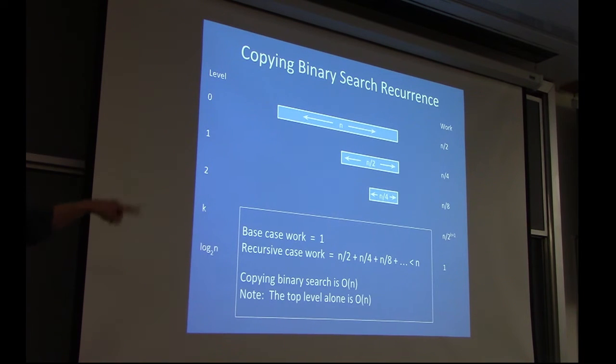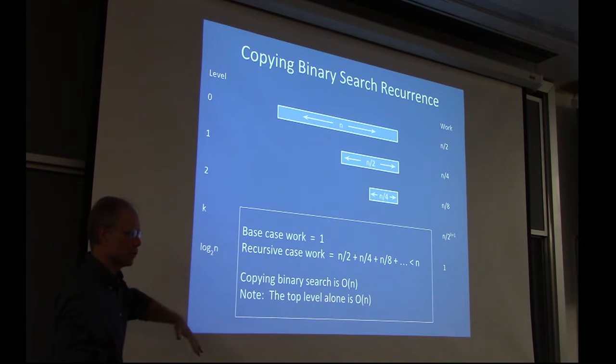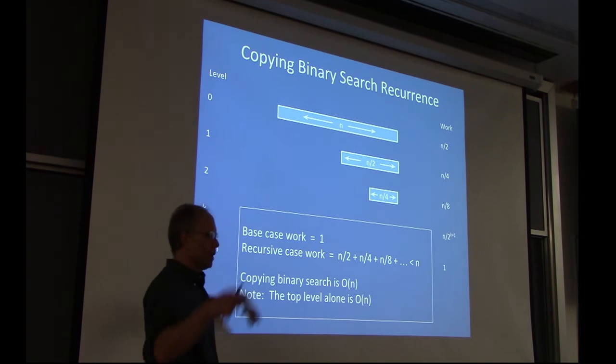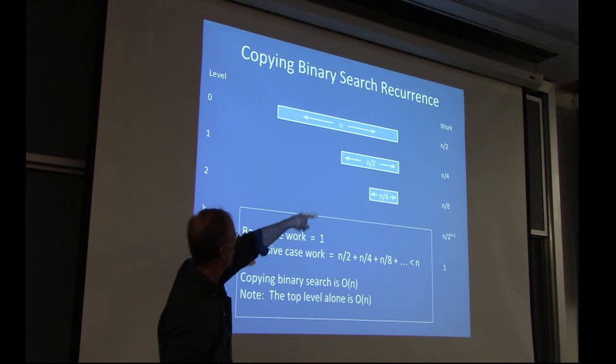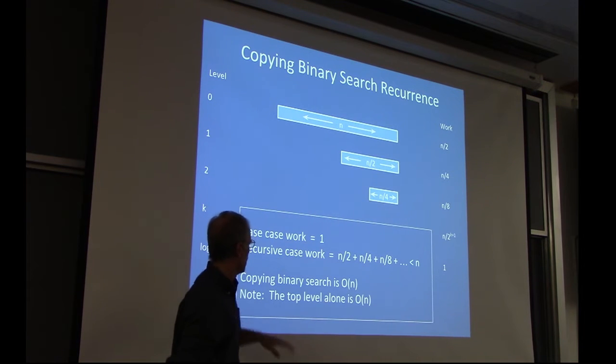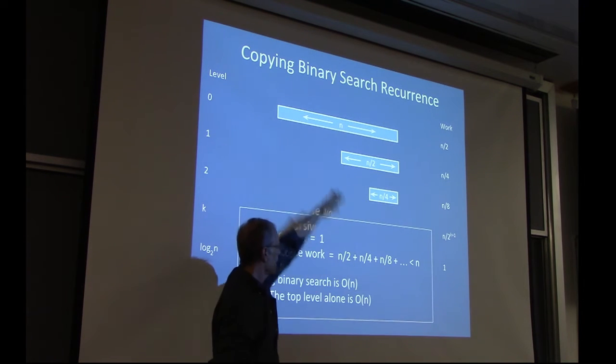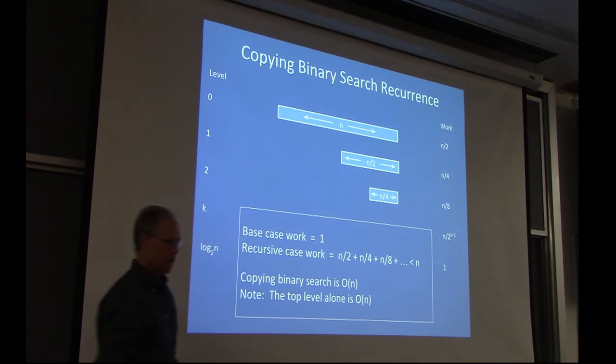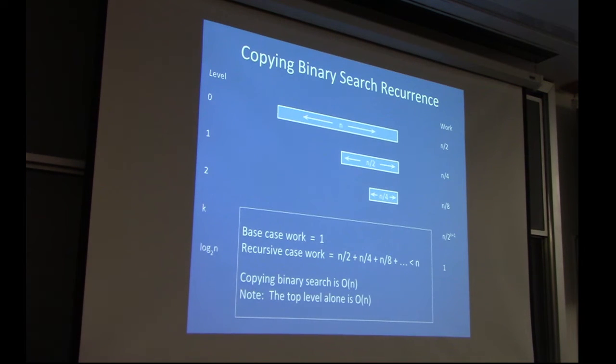We took copying binary search, and here we considered the entire recursion tree. We figured out, if you looked at the entire recursion tree, how much work was done at the top level, how much at the second level, how much at the third level, how much in the base cases, added it all up, and got our bound that way. But if you use the master theorem for copying binary search, what were the values for A, B, and D we would get?